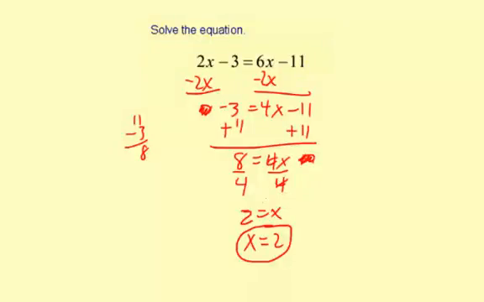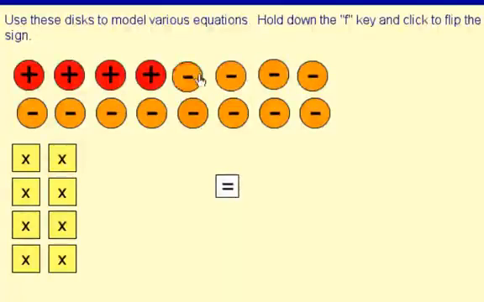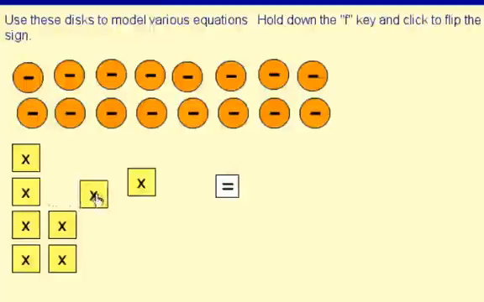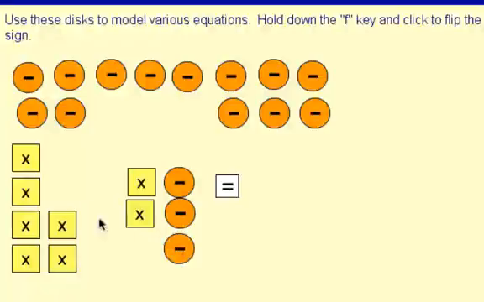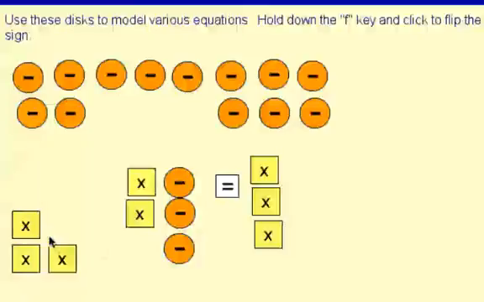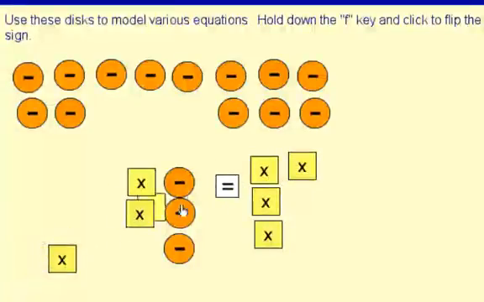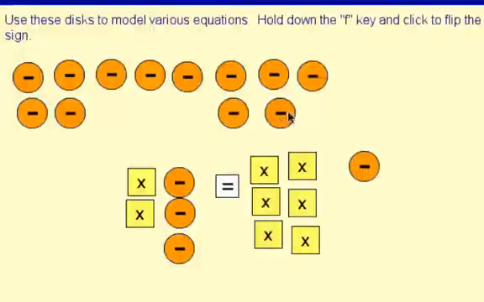Okay, now let me show you with the algebra chips. So a bunch of these need to be negative. You can hold down the F key and switch them. 2x and then minus 3 equals 6x and then minus 11.